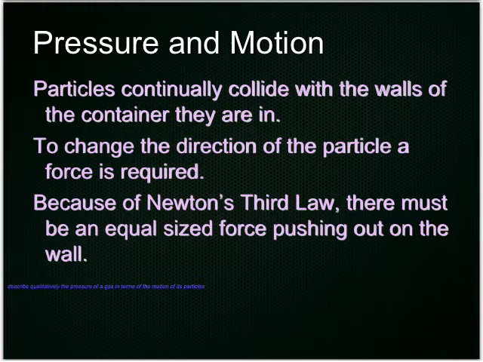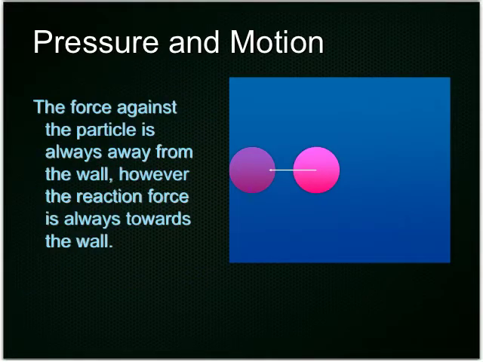Particles continually collide with the walls of the container they are in. To change the direction of the particle, force is required. Because of Newton's third law, there must be an equal size force pushing out on the wall. So if you think about this particle here, it's got a velocity v, and it's coming in, hitting the wall, and it's going to bounce back out again. The wall must apply a force into it, but then the particle is going to apply an equal opposite force against the outside wall.